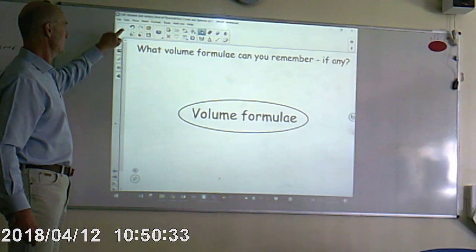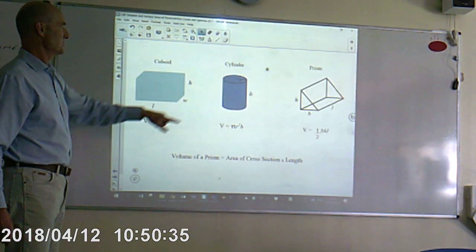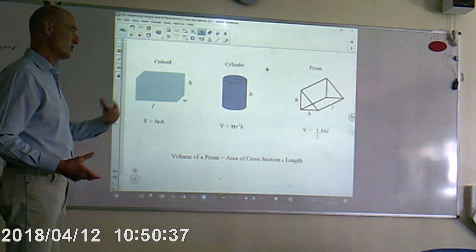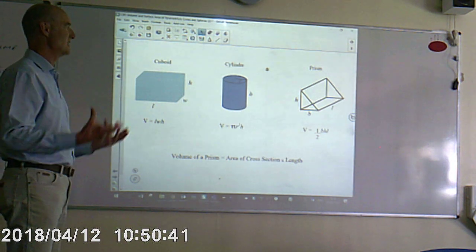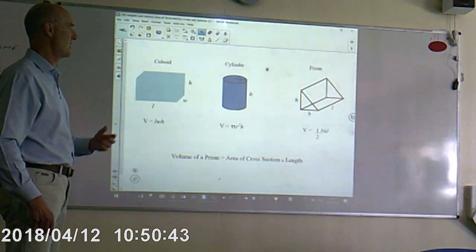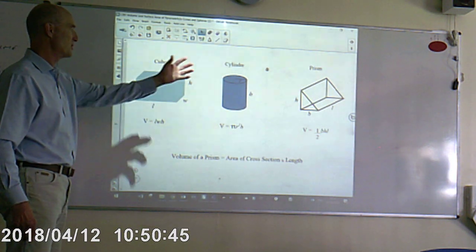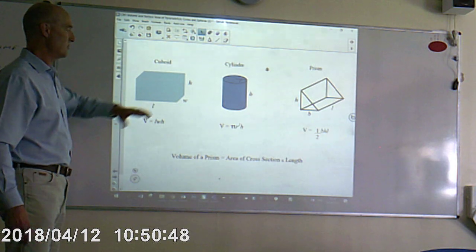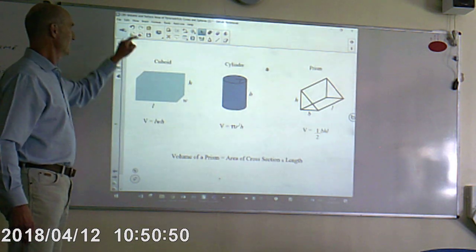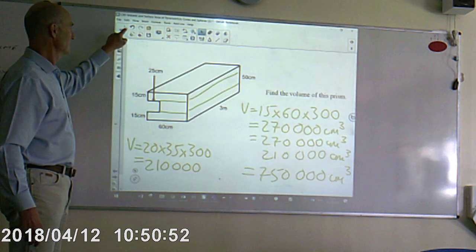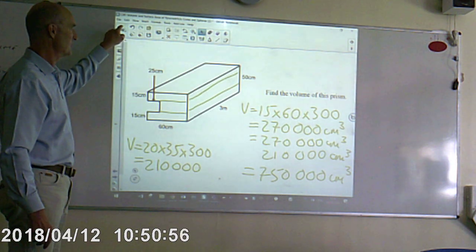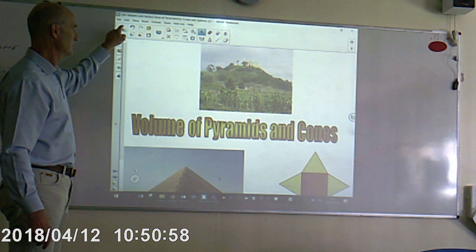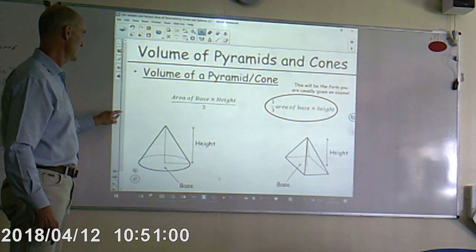Yesterday we talked about reminding ourselves about the volumes of prisms. We've done a couple of starters now, just reminding ourselves about that. On Monday the lesson was about finding the volume of cuboids and prisms. So we've had quite a lot of revision about that. We then moved on, discussing a slightly more complicated example that I'll work through with you. And we moved on to dealing with pyramids and cones.